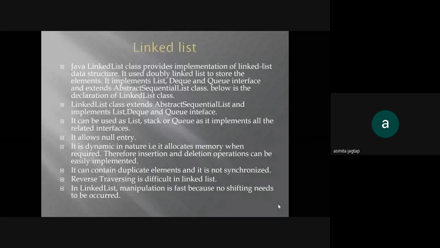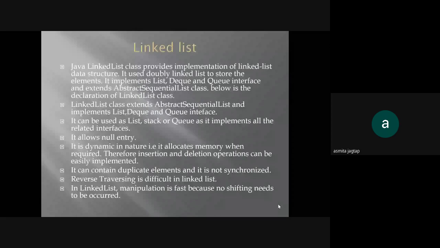Duplicate elements are present in the ArrayList, and in a similar way they are also present in the linked list. Reverse traversing is difficult in the linked list. In the linked list, manipulation is faster because no shifting is required, because a linked list contains the address of the next link. But ArrayList stores its elements in a continuous memory location.